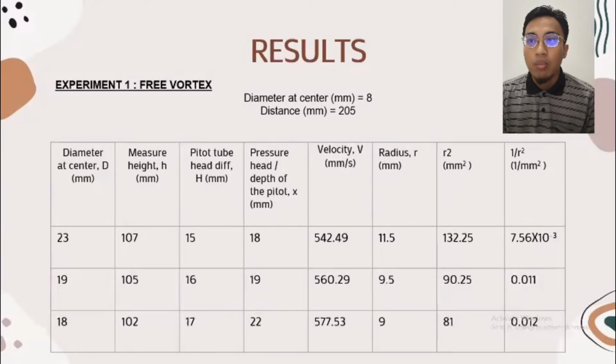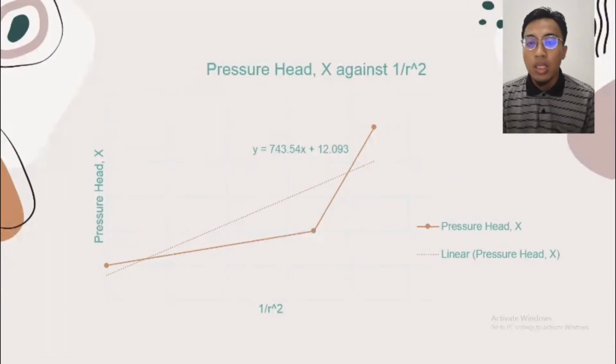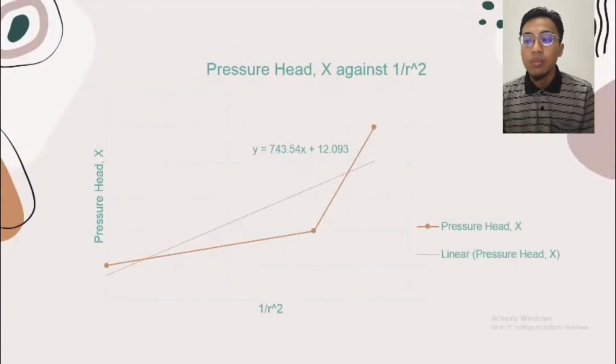So based on the orifice diameter of 8 mm and also the distance from the bridge to the surface of 205 mm, based on the table shown, this is the data that our team managed to get. Based on the data, this is the graph that we managed to plot, which indicates the pressure heads against 1 over r squared.